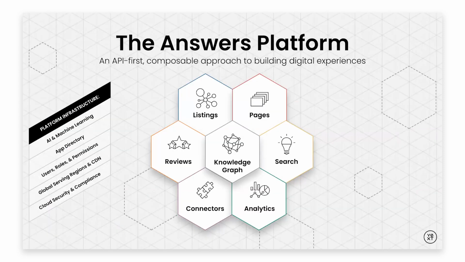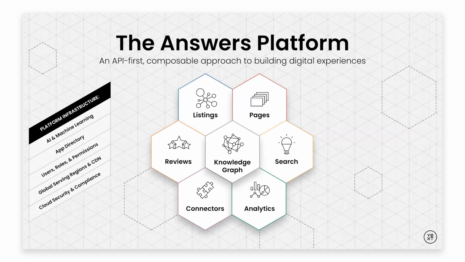Inside of our product, we have the knowledge graph at the center. That's our core content store. You can think of that as a headless CMS, is really the way you can think about it. And then on top of that, we have reviews, listings, pages, and search. Connectors helps us pull in content into that knowledge graph. Throughout this demo, we're going to be highlighting connectors, knowledge graph, pages, and search. Those are the core pieces.